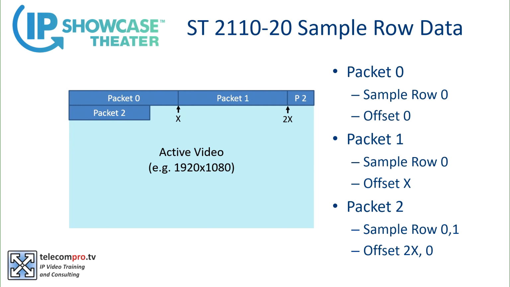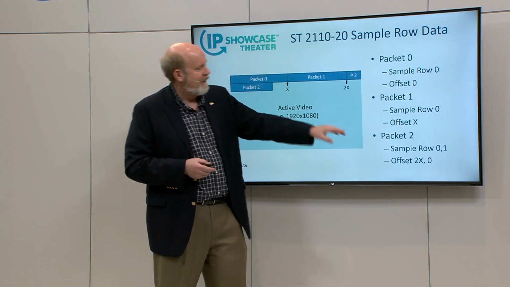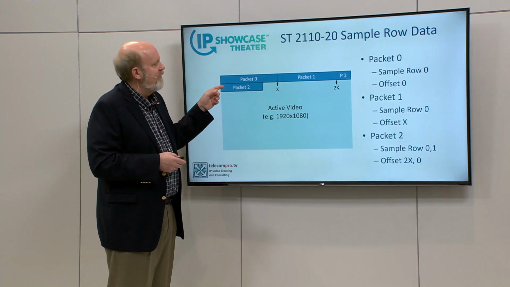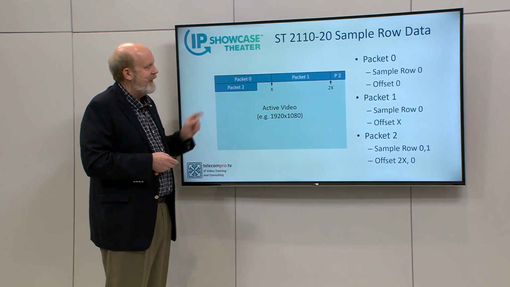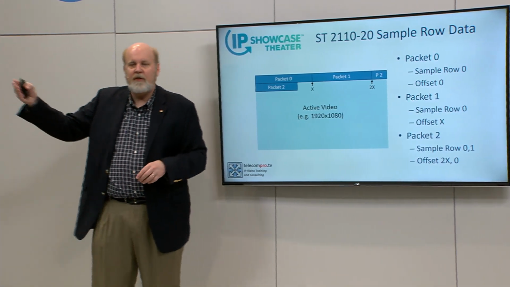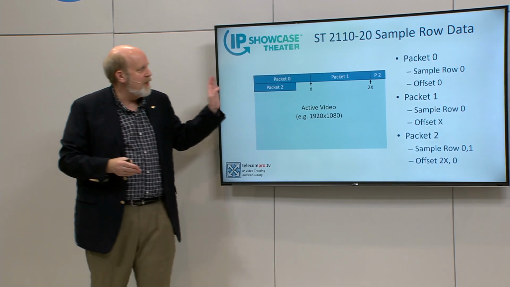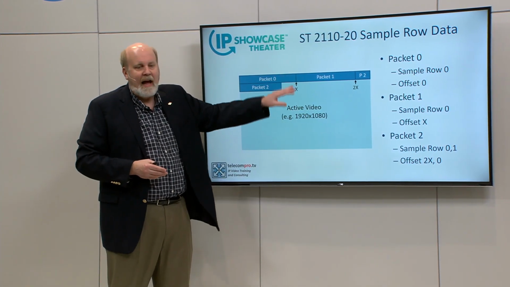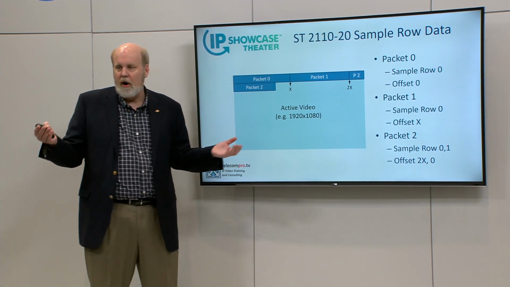It's going to have information about this little chunk of pixels, which will still be sample row 0 with an offset of 2x. And then it'll have this group of pixel groups, and this starts at sample row 1, but it has an offset of 0 because it's again at the beginning of the line. So we just keep doing this across. It's like a typewriter. We go to the end of the line, we hit return, we keep going. We just keep making packets, packets, packets all the way down till we completely send every pixel that's in the active video. So that gives us an overall system.